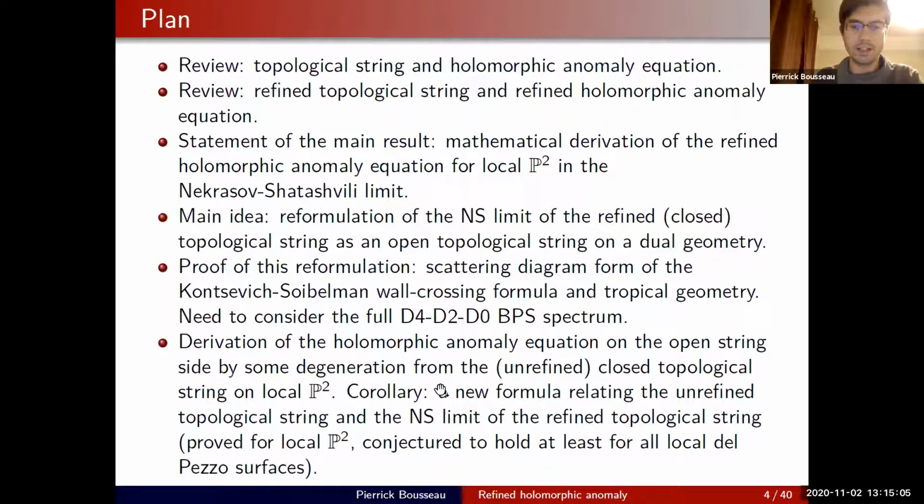As a corollary of this story, we'll get a new formula relating the unrefined topological string and the Nekrasov-Shatashvili limit of the refined topological string, which will be a theorem for local P2 and which is conjectured to hold for all local del Pezzo surfaces.